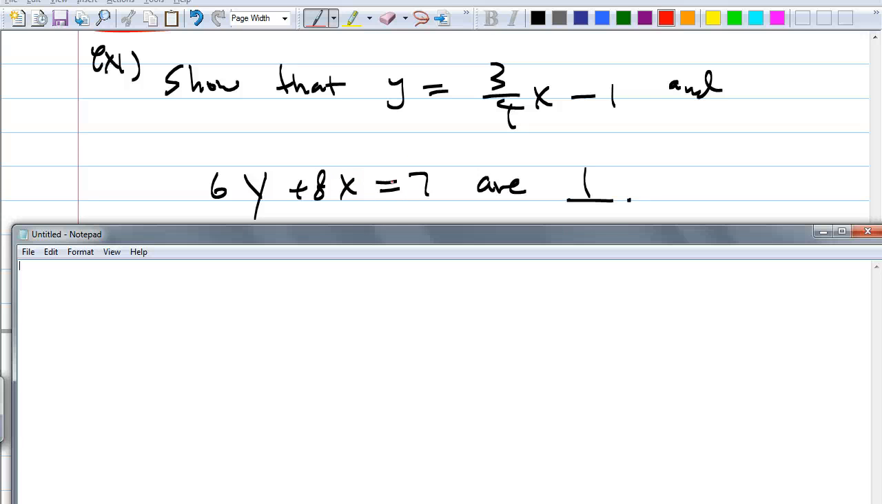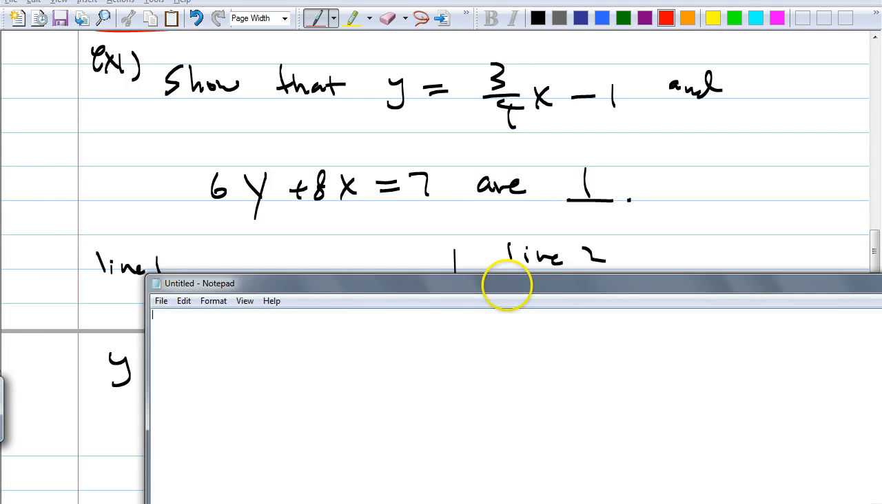Very good. So after we find the slope, how would you know whether or not they're perpendicular? How would you show this? You have to multiply, and if it equals negative 1, guess what? They're perpendicular. Does that make sense? Go ahead, everybody try. I'll do the first line for you.